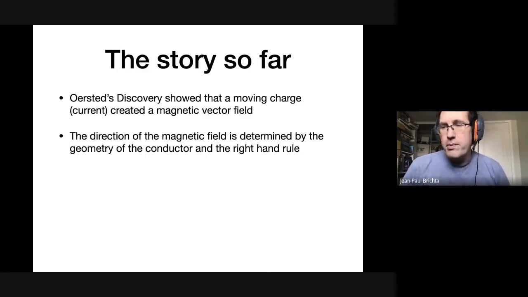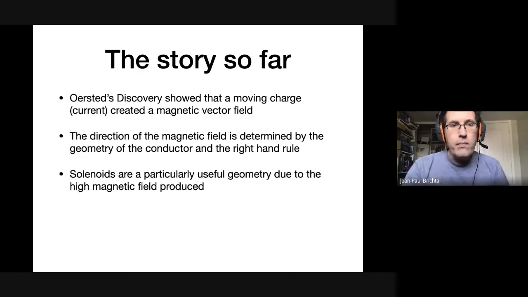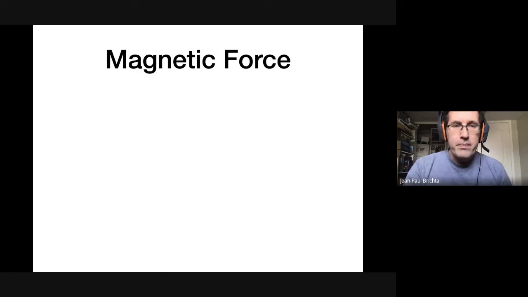The other types of geometries we talked about were the loop and the solenoid, the coil. Solenoids are particularly useful because inside of that solenoid, inside of that coil, they produce a very strong magnetic field. And theoretically, outside they have zero, but that's not quite right. But anyway, the point is that inside of the solenoid, they have a very strong magnetic field.